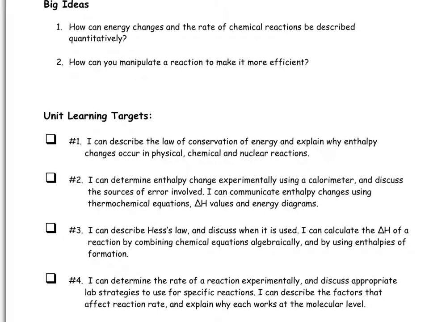In this lesson, we're going to explore big idea number 1 and discuss energy changes and how you describe them quantitatively. And we'll be looking at learning target number 2. By the end of this lesson, you should be able to determine an enthalpy change experimentally using a calorimeter and discuss the sources of error involved.